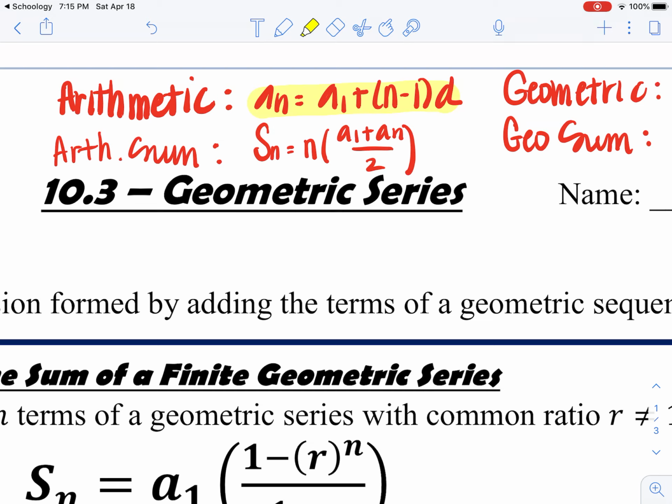Then to find the sum of an arithmetic series or sum of an arithmetic sequence, because you can still find the sum if you add up all of the numbers, is S sub n. So that's just, remember, notation, equals n, which is the number of terms, times the quantity of the first term plus the nth term, which is the last term, divided by 2.